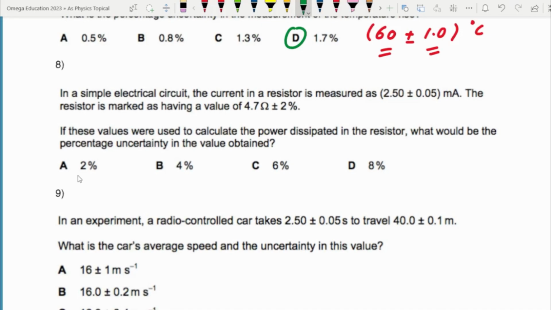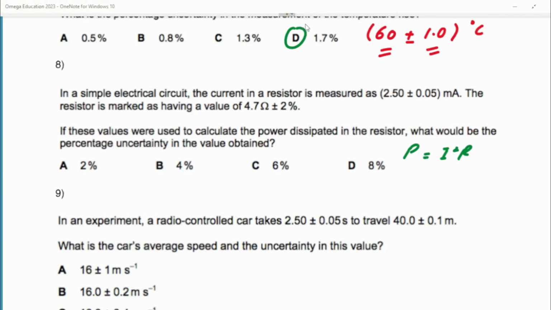In a simple electric circuit, the current in the resistor is measured. So this is the current, this is the principal value, and this is the uncertainty. And the resistance is given. This is the principal value, and this is the uncertainty. Which one? The percentage uncertainty. What would be the percentage uncertainty in the value obtained for the power? So for power, first you need to be able to come up with the formula. P equals I square R. If you're provided with the current and the resistance, then you should be able to recall the formula of electrical power, I square R.